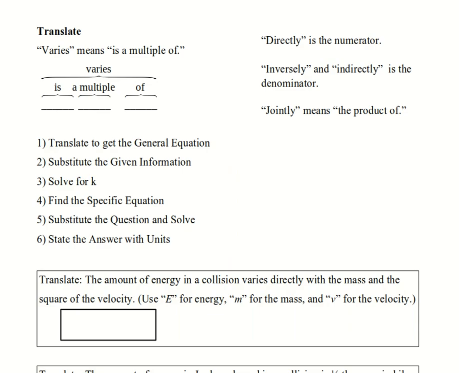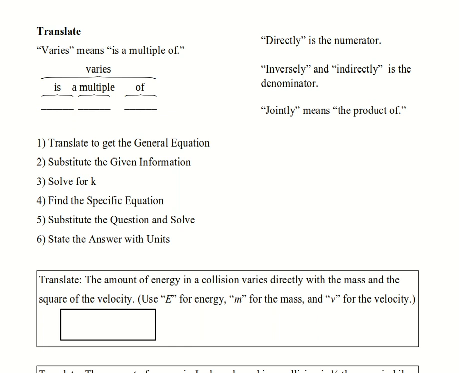Now here's a quick reminder of how to deal with variation questions. You remember this from your algebra courses. This is something that's a theme throughout them. First off, variation means is a multiple of. So we can take that word varies and rewrite it as is a multiple of. And of course that tells us everything that we need to know. Is is the equal sign, a multiple is our k, and of tells us to multiply. So equals k times is literally how varies translates, and you remember that from an algebra course.